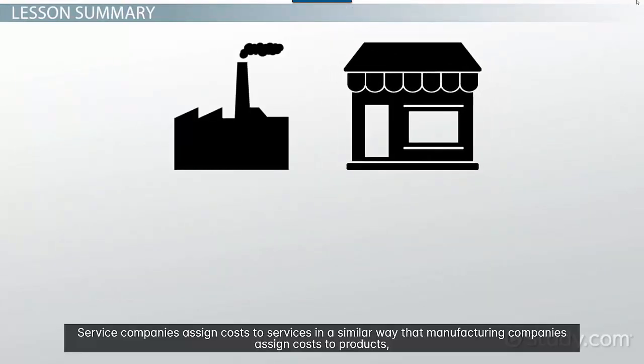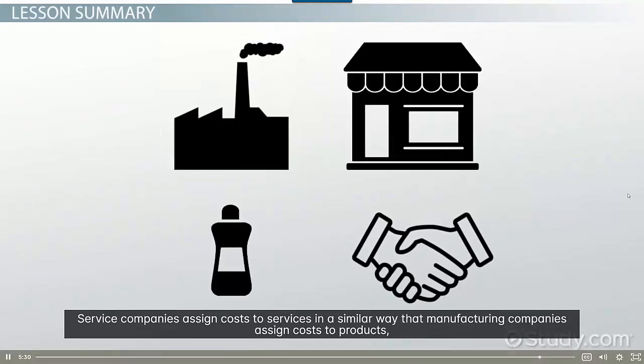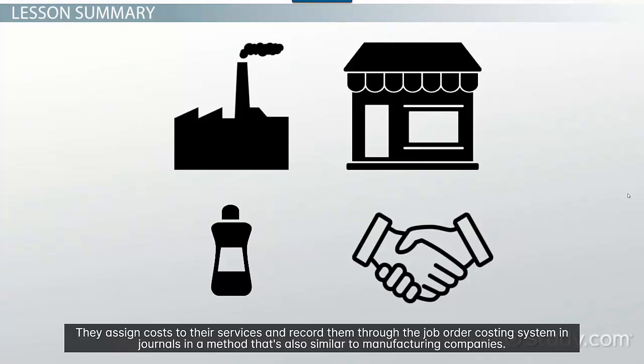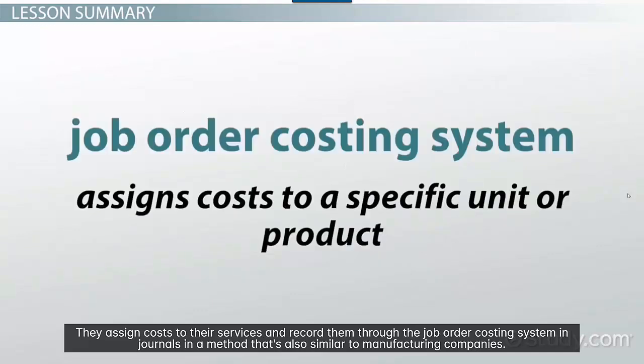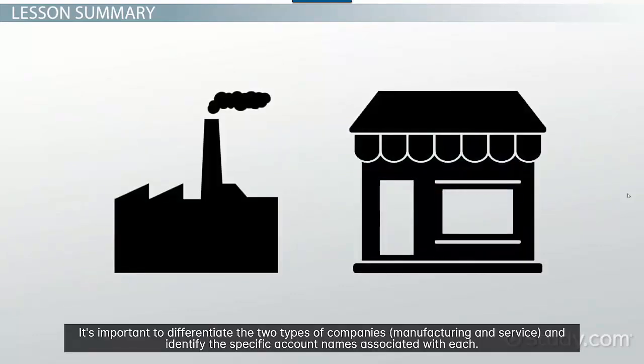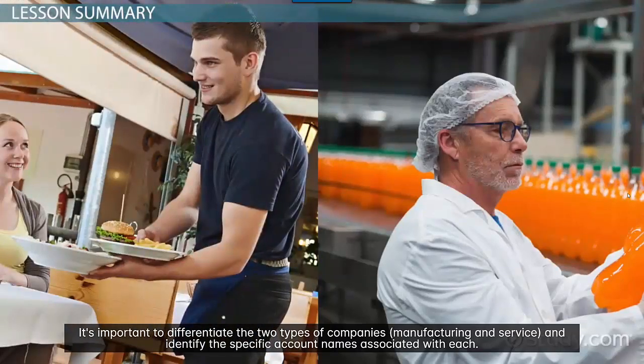Service companies assign cost to services in a similar way that manufacturing companies assign cost to products, but use some different terms to name accounts. They assign costs to their services and record them through the job order costing system in journals in a method that's also similar to manufacturing companies. It's important to differentiate the two types of companies, manufacturing and service, and identify the specific account names associated with each.